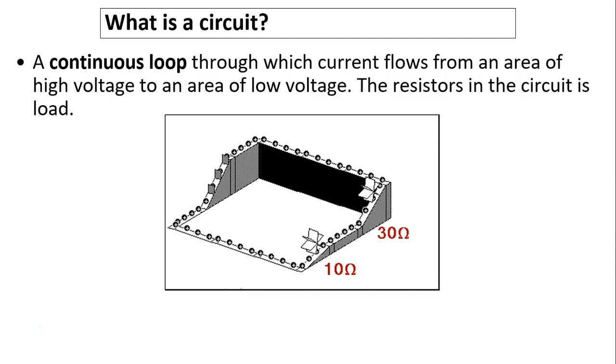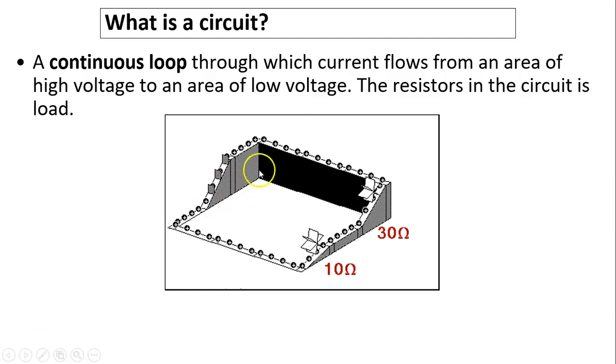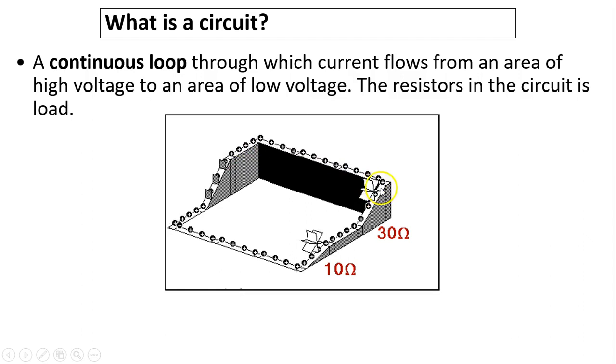A circuit is a continuous loop through which current flows from an area of high voltage to an area of low voltage. The resistors in a circuit are the load. So in this animation, this slope indicates a battery. The battery does work on the charge, to push the charge up like you're lifting something up. So now the charge has energy, it can do work on the loads.